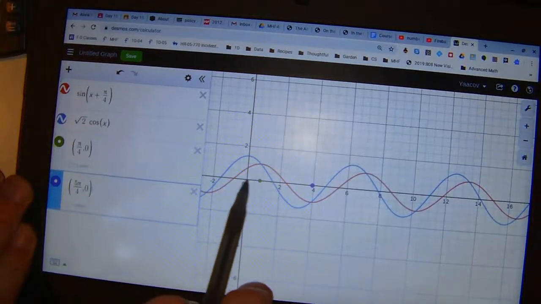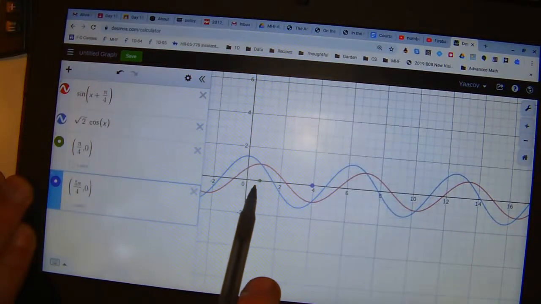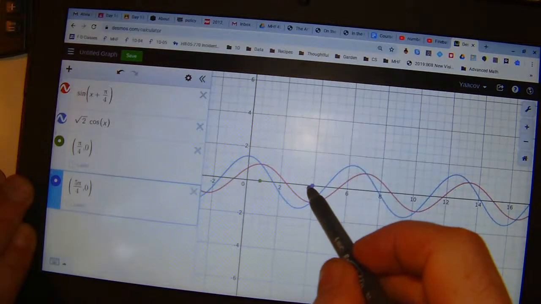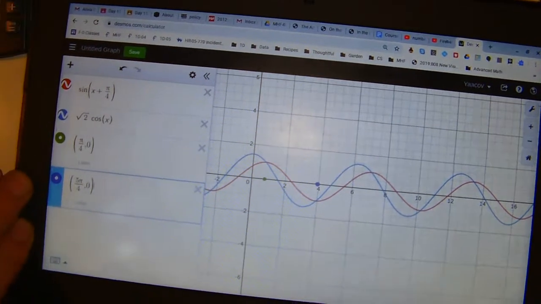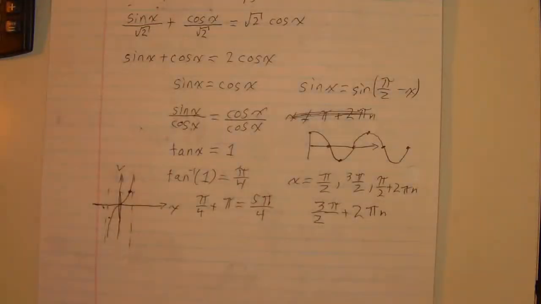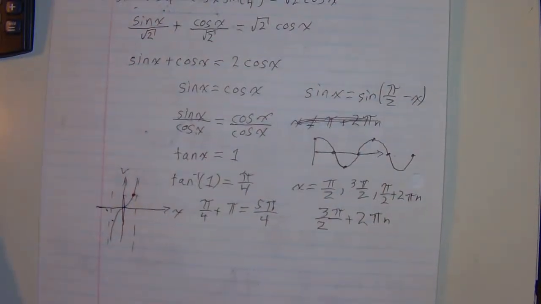But you can see here I've put in a point at pi by 4, and it is directly underneath the intersection. And here I've put in a point at 5 pi by 4, and it is directly above the intersection. So that way we can check our work. Your other alternative, of course, for checking your work is to simply substitute back into the original equation and calculate from there.